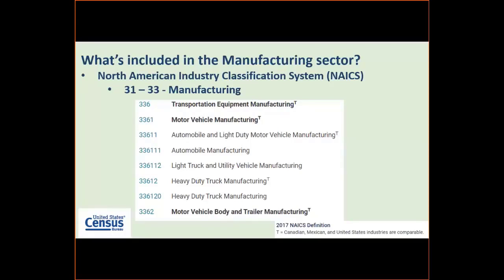So what's included in the manufacturing sector are NAICS codes ranging from 31 through 33. And here is an example of code 336, where we see data for transportation equipment manufacturing. Now, going down to the 4-digit level, we see that transportation equipment manufacturing is further classified to motor vehicle manufacturing and motor vehicle body and trailer manufacturing. Now, as you can see, the lower the NAICS level, the more details you'll be able to find. So where in this example, code 3361 can be detailed to whether an establishment is manufacturing automobiles or light truck and utility vehicles.